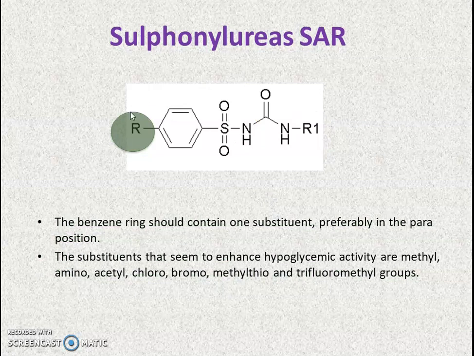Now concentrating on the R group, or the para position of the sulphonylurea benzene ring, there should be only one substituent in the para position. And what kind of substitutions are seen? In the early stages, when the first generation drugs were there, the substituents were merely methyl, amino group, acetyl group, fluoro, bromo, methyl thio, and trifluoromethyl. Not much progression with this was done.